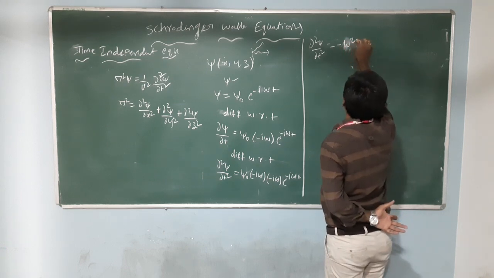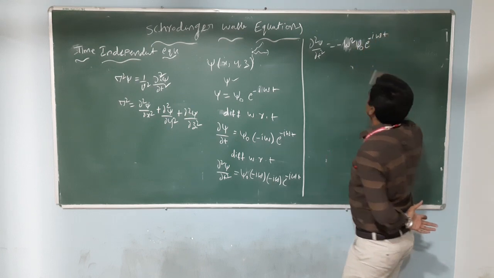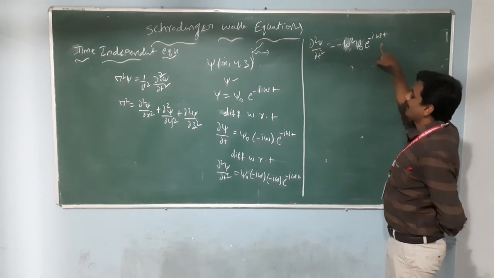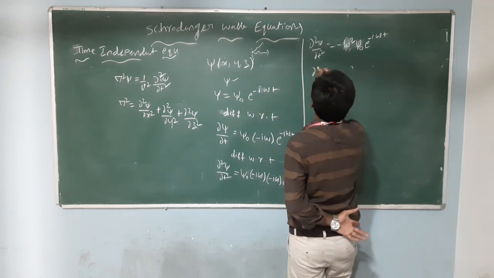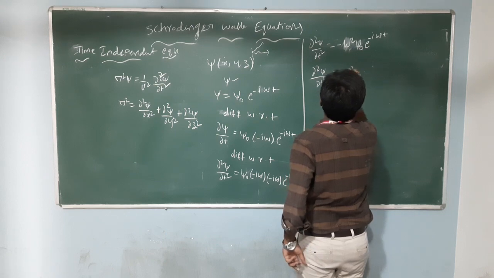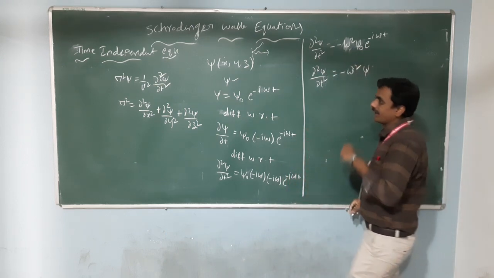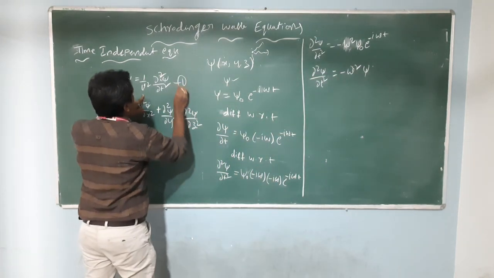Minus omega square into psi naught e power minus i omega t. Now psi naught into e power minus i omega t is equal to psi. So if you simplify this equation, del square psi by del t square is equal to minus omega square into psi. So what is the classical wave equation? This is the classical wave equation.